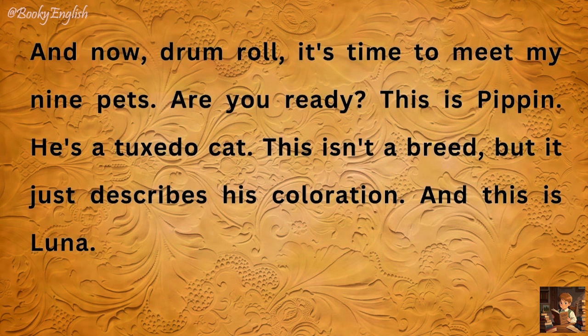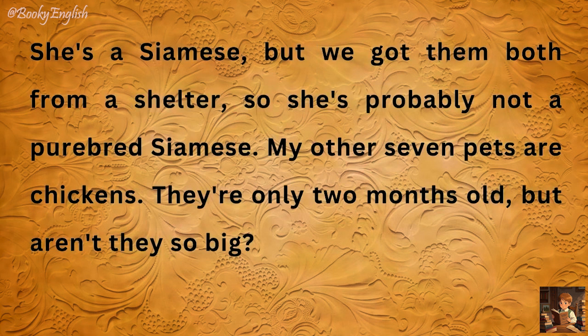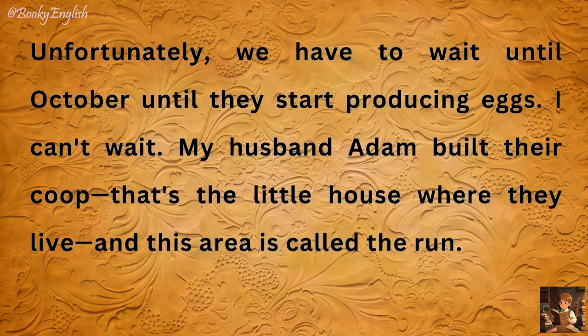Are you ready? This is Pippin. He's a tuxedo cat. This isn't a breed, but it just describes his coloration. And this is Luna. She's a Siamese, but we got them both from a shelter, so she's probably not a purebred Siamese. My other 7 pets are chickens. They're only 2 months old, but aren't they so big?